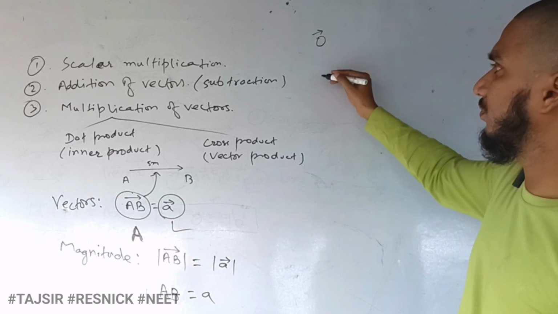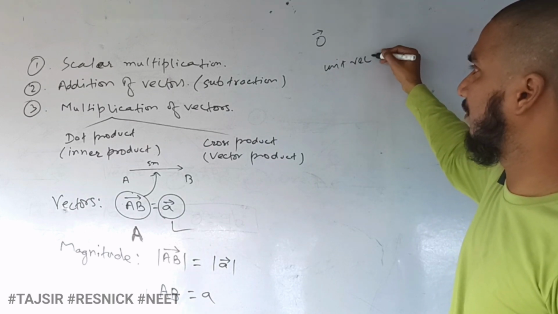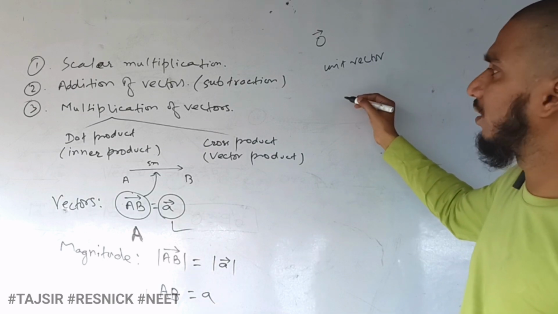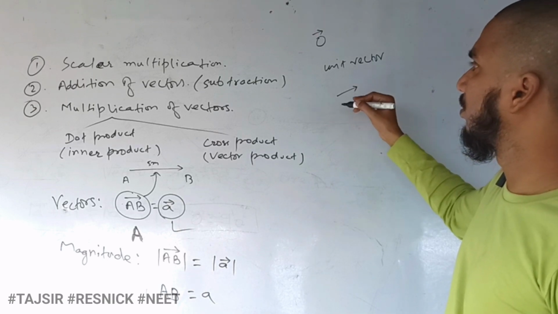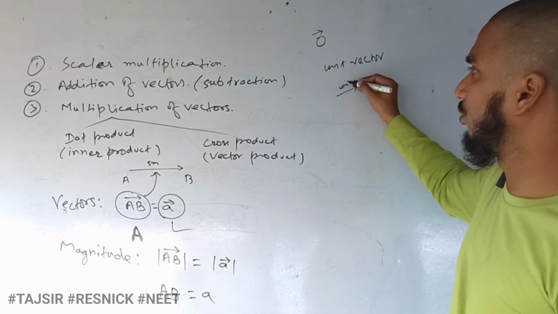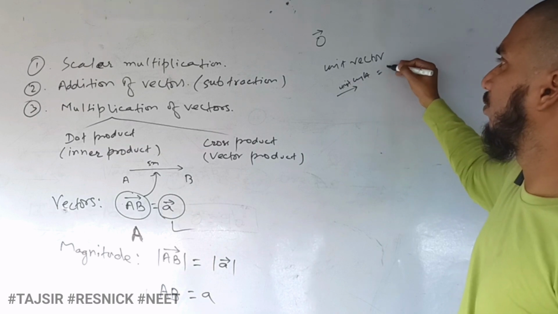And a unit vector, what is a unit vector? A vector which has unit length, say 1 meter.